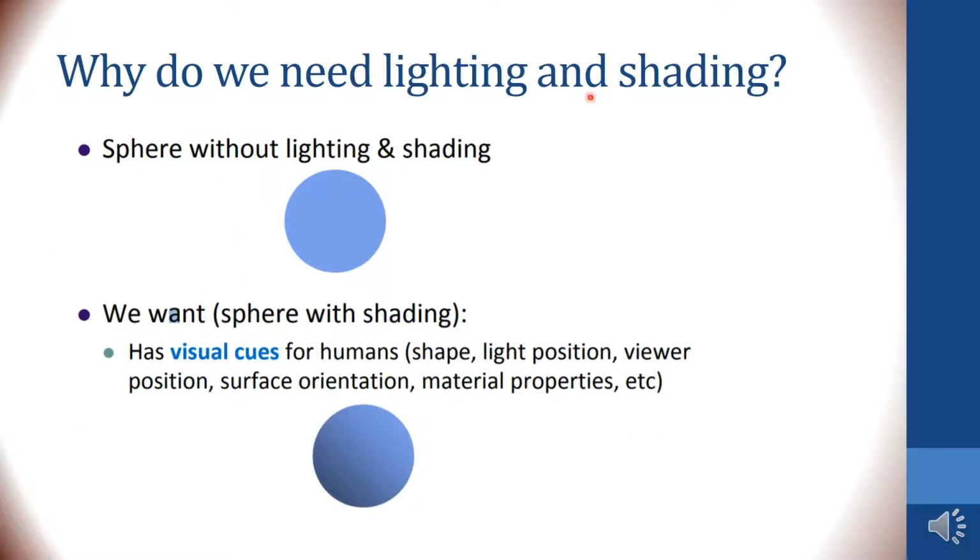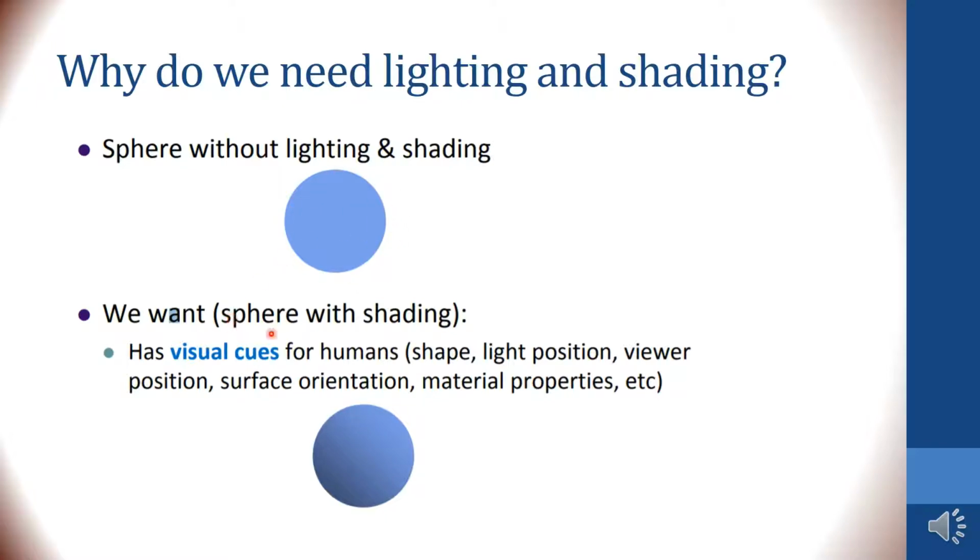Why do we need lighting and shading in computer graphics? Can you see in this example, I have two figures here, the first sphere and the second sphere. The difference between these two spheres is that this sphere is without lighting and shading, while this sphere is with shading. You will see that the sphere without lighting and shading is just a plain sphere.